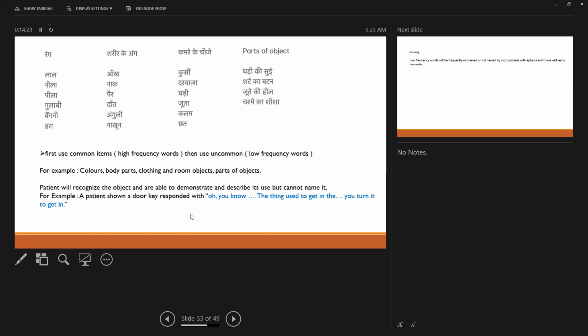The patient will recognize the object in naming. A patient who has a naming problem will recognize the object and will be able to demonstrate and describe its use, but cannot name it. For example, a patient shown a door key responds with, "Oh, you know the thing used to get in. You turn it to get in," but he will not be able to name it as a key.